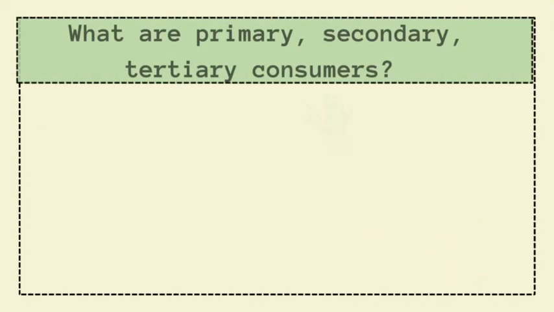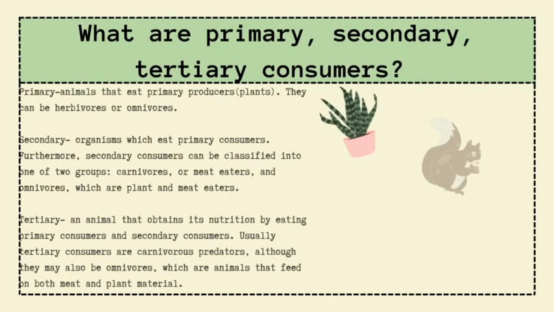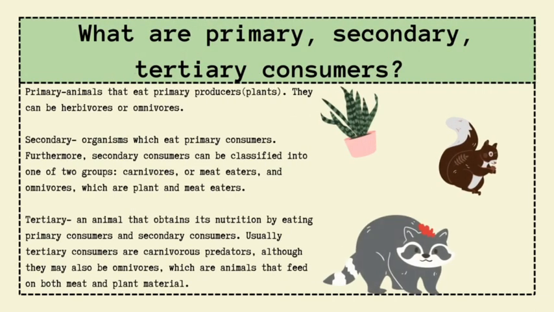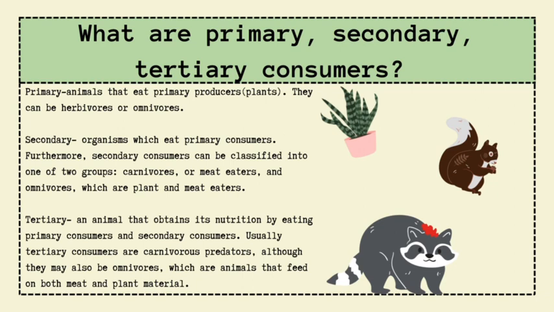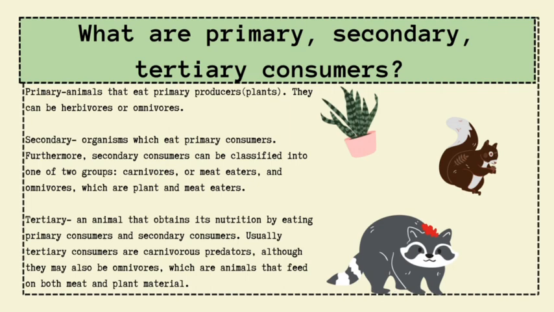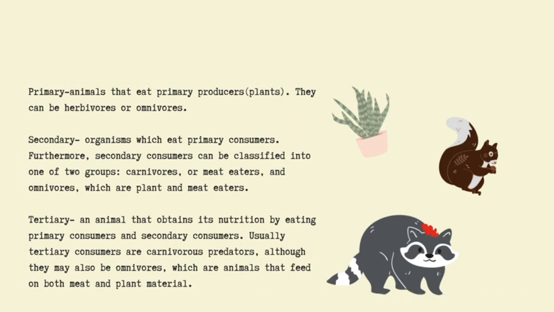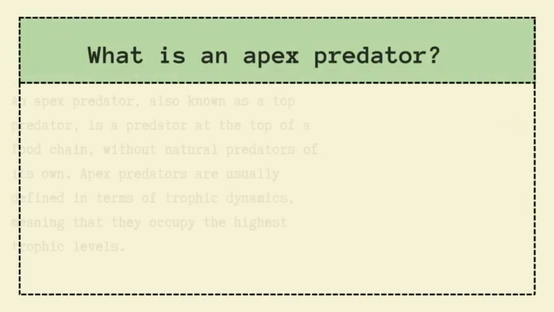What are primary, secondary, and tertiary consumers? Primary consumers are animals that eat the primary producers, the plants, and they can be herbivores or omnivores. Secondary consumers are organisms that can eat primary consumers. To break this down further, they can be classified as carnivores or an omnivore. And tertiary consumers are animals that obtain their nutrients by eating the primary consumers and secondary consumers. Usually, they're the carnivores.